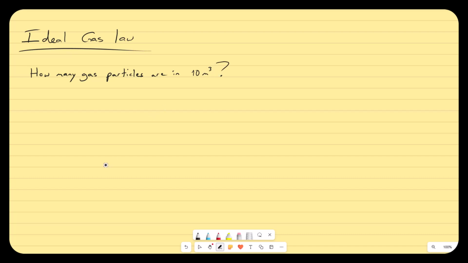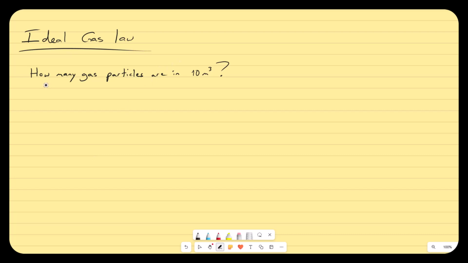We've gone through the ideal gas law, and I do want to do an example of using the ideal gas law. So here we go. Maybe I would like to know how many gas particles there are in 10 cubic meters?